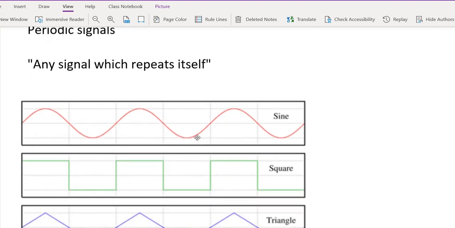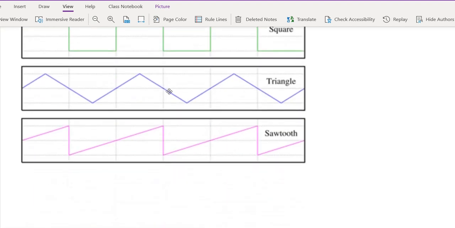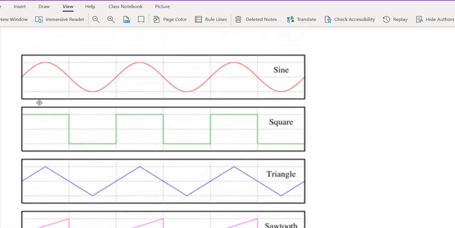Here's a sine wave. I'm showing it for 3 periods. Here's a square wave, triangle, and sawtooth. All of these are periodic signals and they go on forever. I'm only showing 3 periods here.